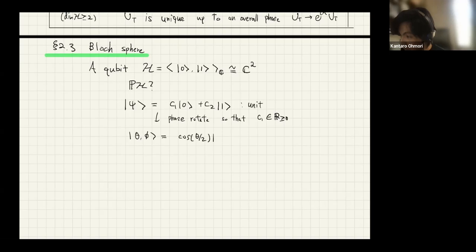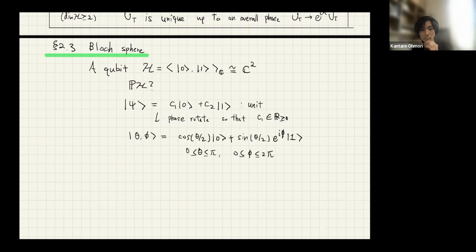So you can parameterize because it's unit normalized, so you can parameterize like this. Okay. Here theta runs from 0 to 2 pi, and phi runs from 0 to 2 pi. Okay. And note that, okay, so theta is pi. So this is just e to the i phi times 1. Okay.